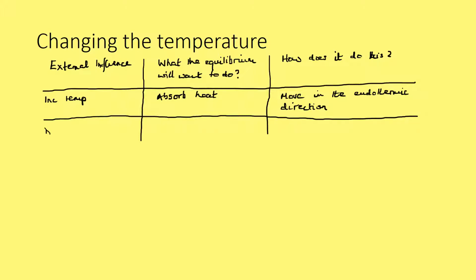So then we're going to consider if we decrease the temperature. So if we decrease the temperature, the equilibrium is going to want to replace that heat, and how will it do that? Well, it will then move in the exothermic direction. There we have it.